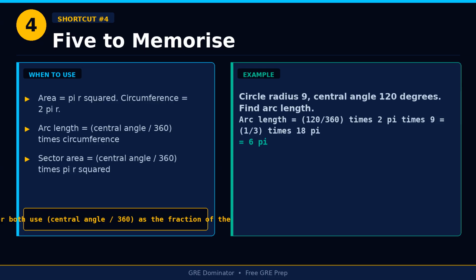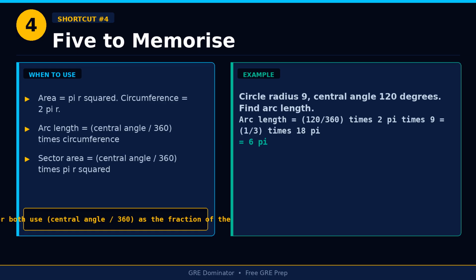Circle formulas. Area equals pi r squared. Circumference equals 2 pi r, or pi times diameter. Arc length uses the central angle as a fraction of 360 degrees times the full circumference. A central angle of 120 degrees represents 1/3 of the circle. Arc length is 1/3 of 2 pi times the radius.